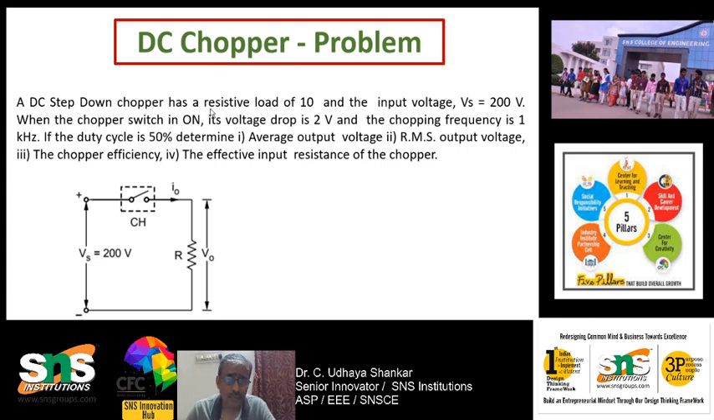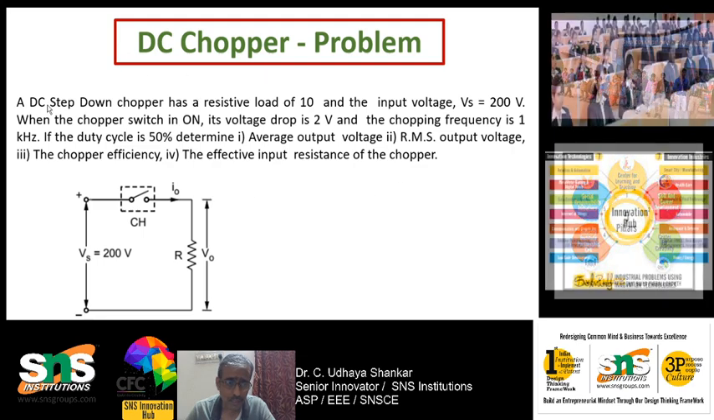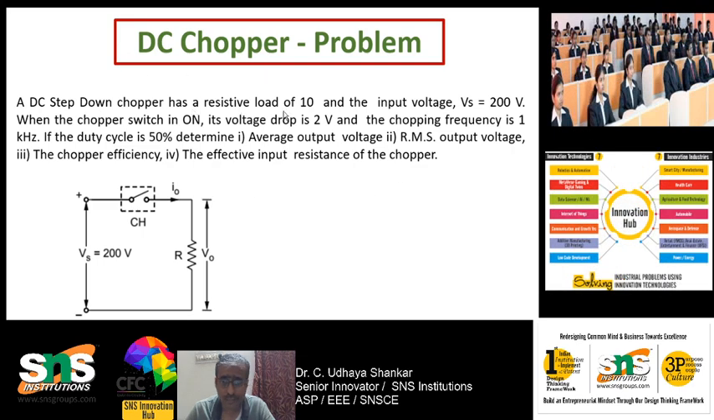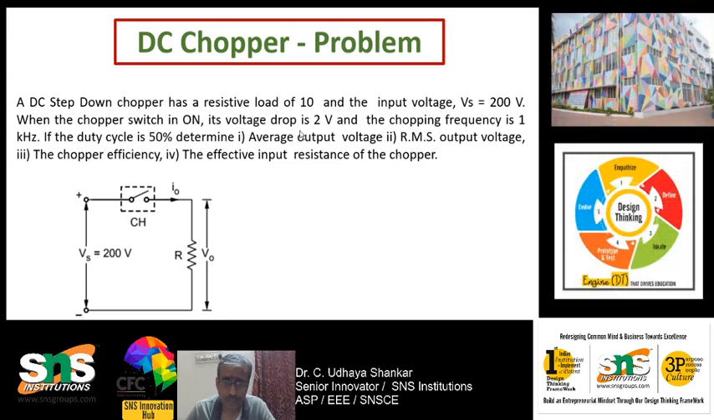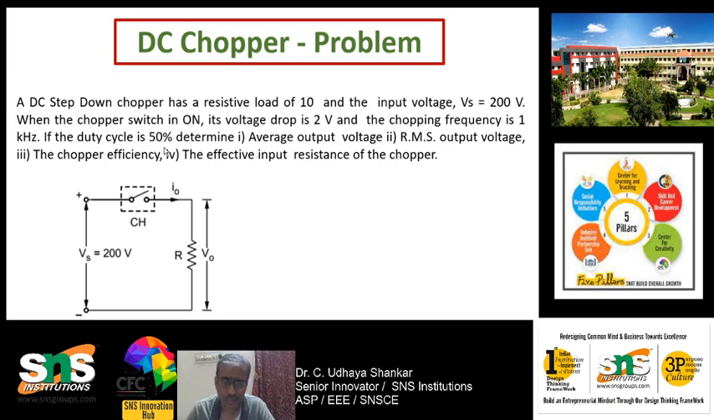Okay, so the question will be something like this: a DC step down chopper has a resistive load of 10 ohms, and the supply voltage is 200 volts, and when the chopper switch is on, its voltage drop is just 2 volt. The chopping frequency is 1 kilohertz. And if the duty cycle is 50%, you know what is duty cycle? That is the ratio of on time by total time, which is 50%.